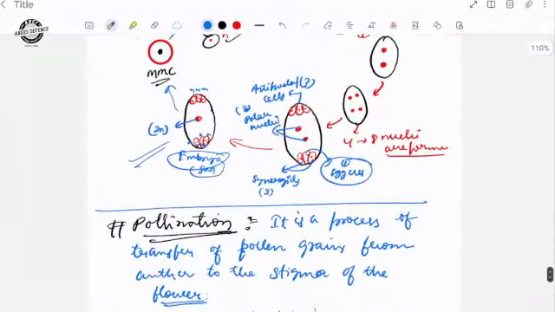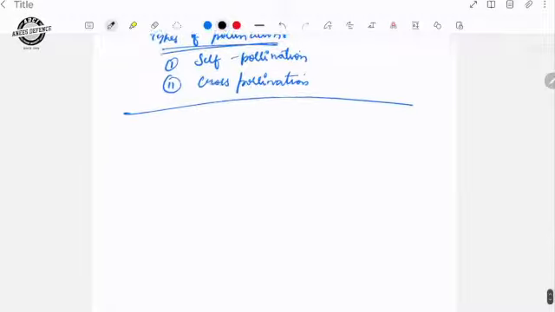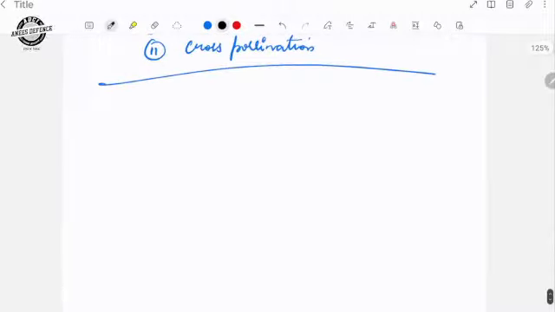One important thing I think we are missing: before we study cross pollination and self pollination, we should know how the male gametes are going to reach the stigma. After reaching the stigma, what is going to happen? This you should know. Simply, we can understand that. Let us assume this is a stigma.